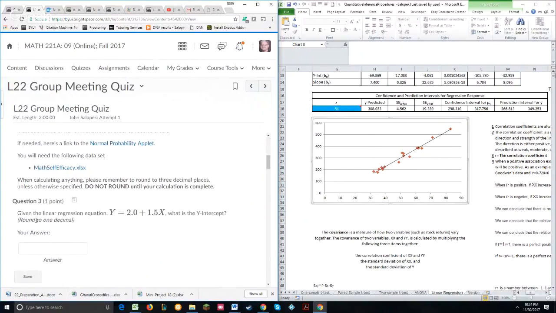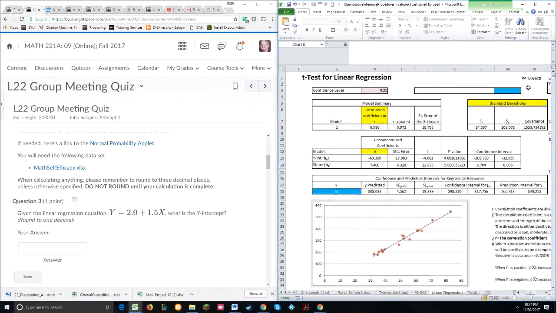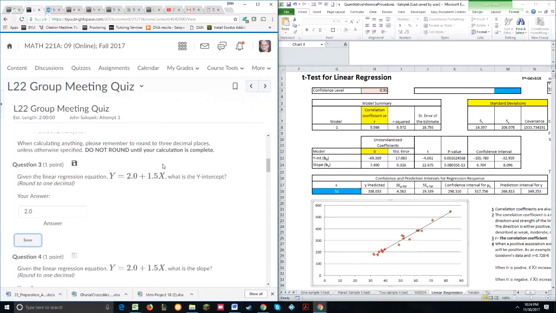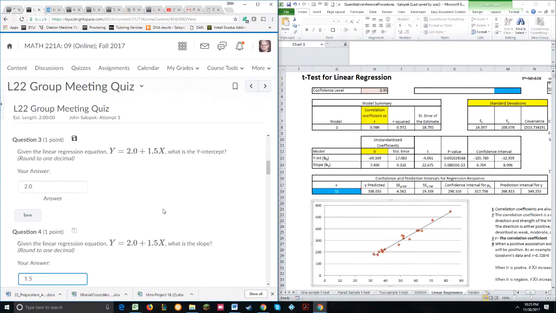All right, number 3. Give the linear regression equation. What is the y-intercept? Let's see here. The y-intercept is B0, so it's the first one, 2.0. The y-intercept is 2.0, yeah. What is the slope? Slope is 1.5.